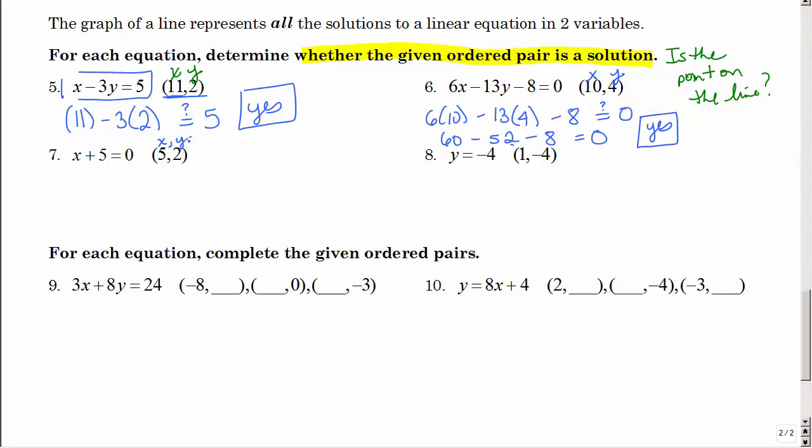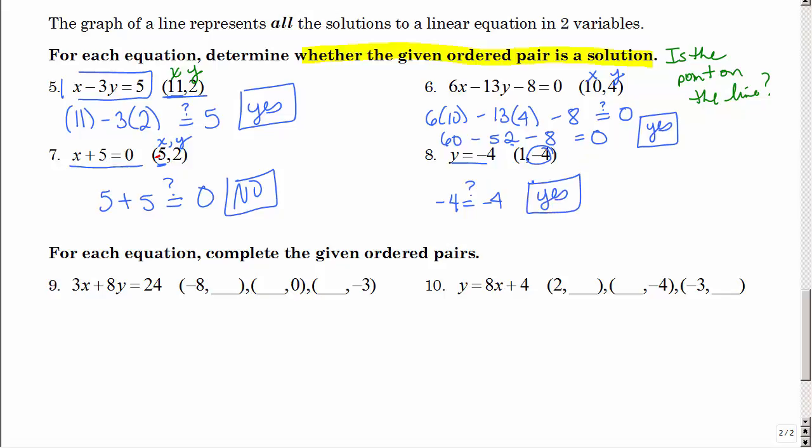This one's different. I don't see a y over here. Well, then you just plug in the 5 for the x, because that's all you have. Is that true? No. How could we have made it true? If I would have made that a negative 5, then that works. Yes, it does. This equation only has a y, so we're going to only stick in the y. Does negative 4 equal negative 4?